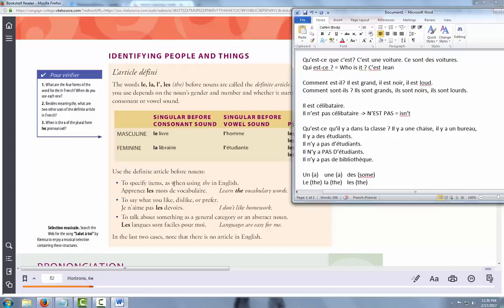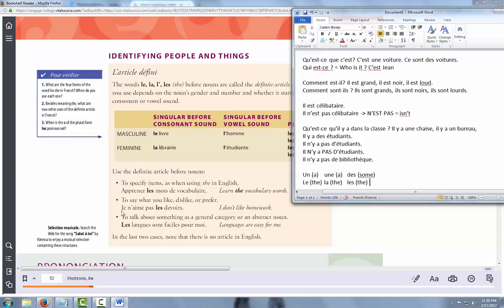To specify items as when using the in English. Apprenez les mots de vocabulaire. Learn the vocabulary words. You know it's those specific ones, so you use the les instead of des. If you had said apprenez des mots de vocabulaire, it would be learn some vocab words without making it precise to say which ones. When you're liking, disliking, or preferring something in a statement, you're going to use les.